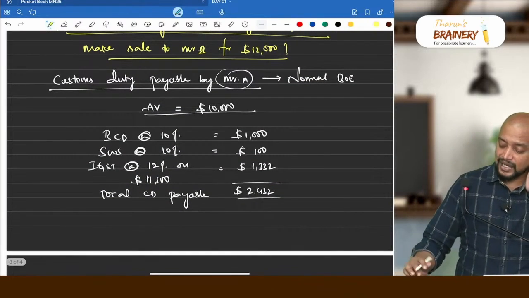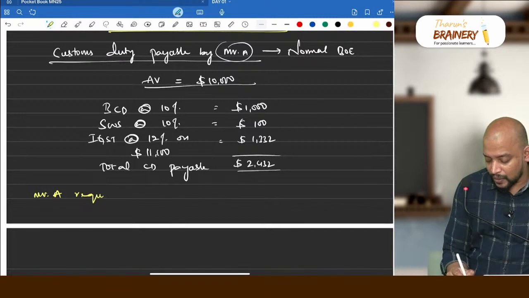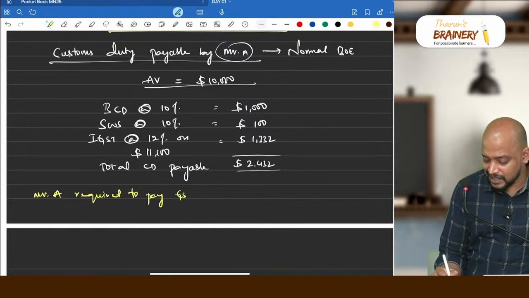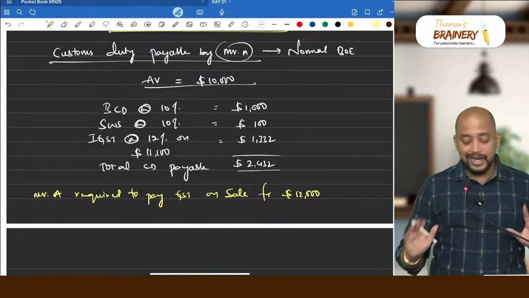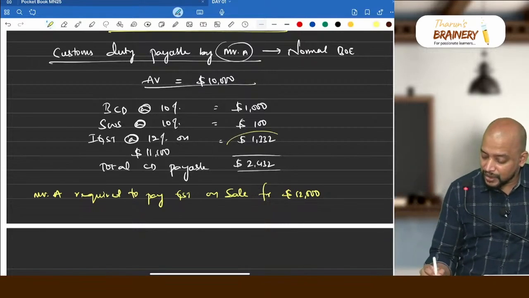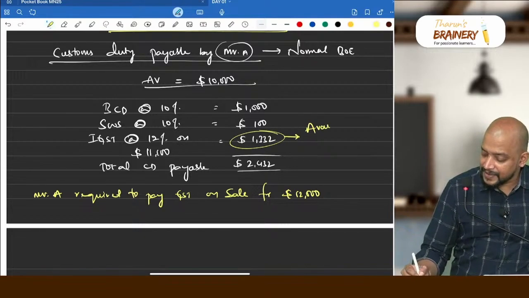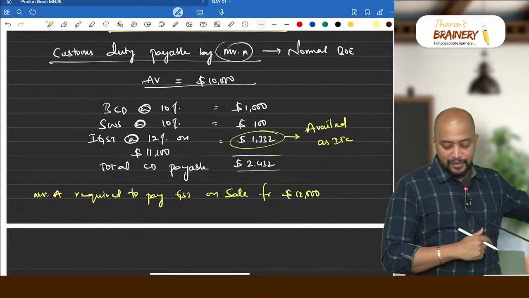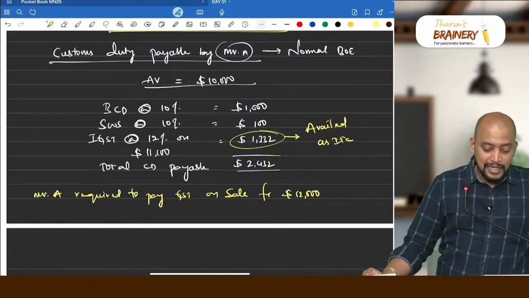Whether Mr. A is required to pay GST? Of course yes. Mr. A is required to pay GST on the sale for $12,000. And of course, this IGST of 1,332 is there now, which can be availed as ITC. This can be availed as ITC and utilized for payment of GST on this sale for $12,000.